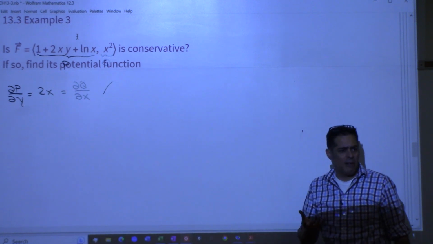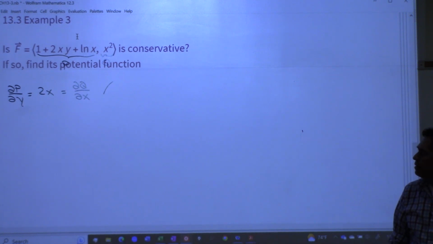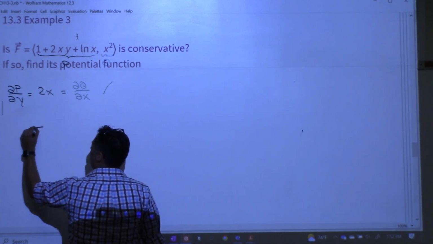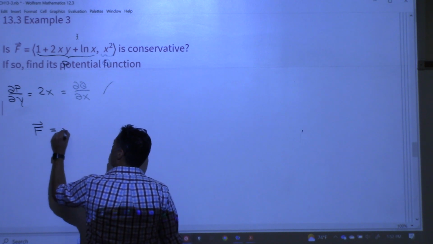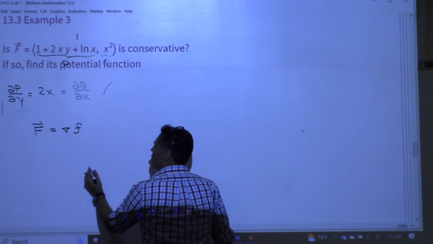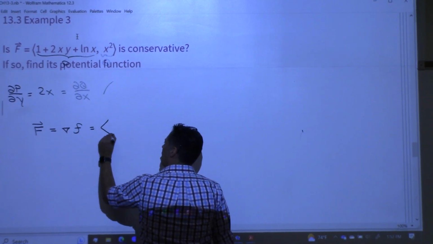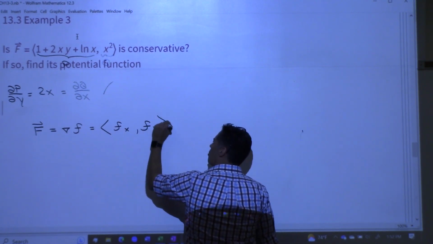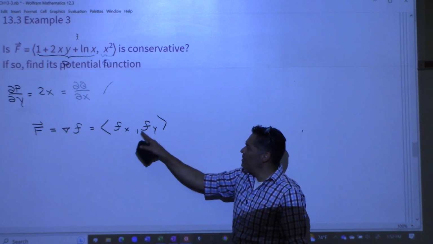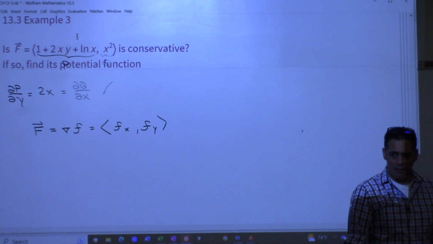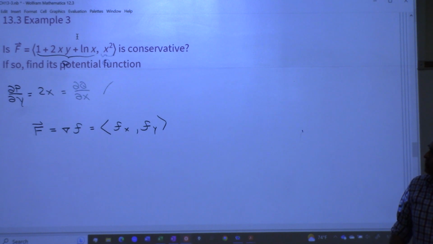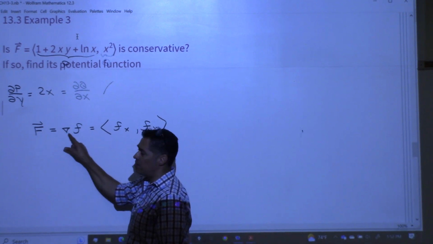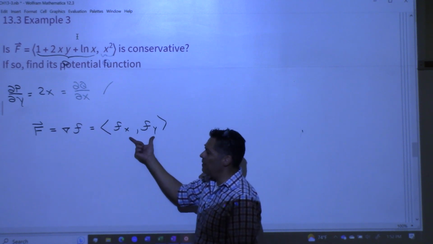Now, if it's conservative, find the potential function. So find that scalar function that generates that field. Here's where we have to remember that the field we're looking at is the gradient of some scalar function, which by definition is the vector given by these components: the partial of the scalar function with respect to x, the partial of the scalar function with respect to y. The field we have is conservative, so it's the gradient of some scalar.